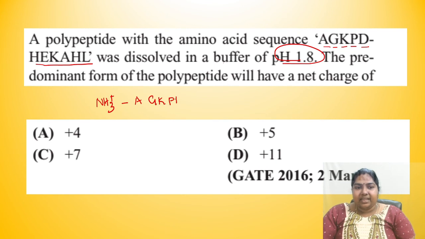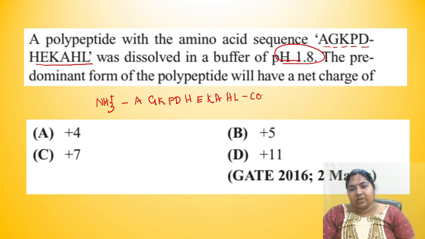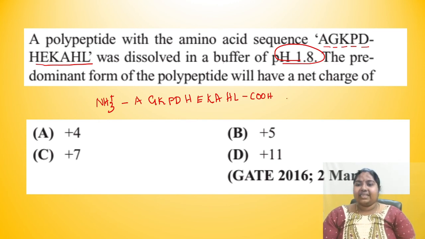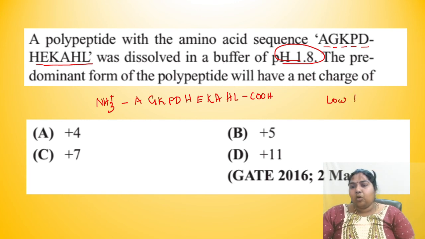Even if they are giving it in the question or not, it is always obvious that the peptide is going to contain an N terminus and it is going to end with the C terminus. So this is the usual routine form of any such thing. Now if you take this, what is going to be the charge whenever you dissolve it in a buffer of pH 1.8? It is going to be a low pH, and also we have the table.